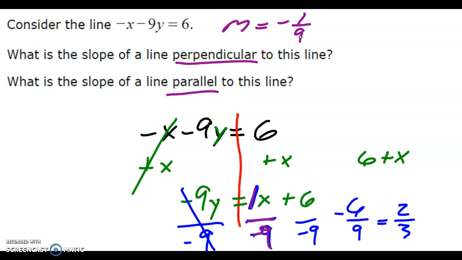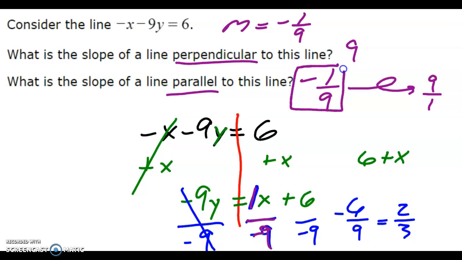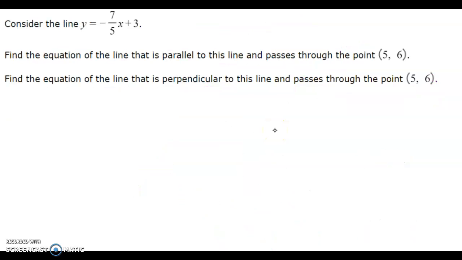Let's do parallel first. Parallel slopes are always the exact same. So the slope of a parallel line is exactly the same, -1 over 9. Perpendicular, it changes from negative to positive. It flips to 9 over 1, which you can write as the whole number 9. Okay, so you're going to have a handful of those problems today. And then we've got these ones.